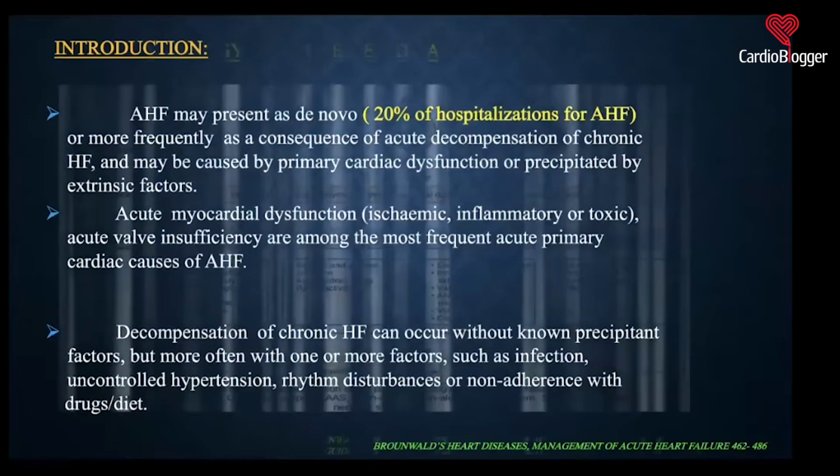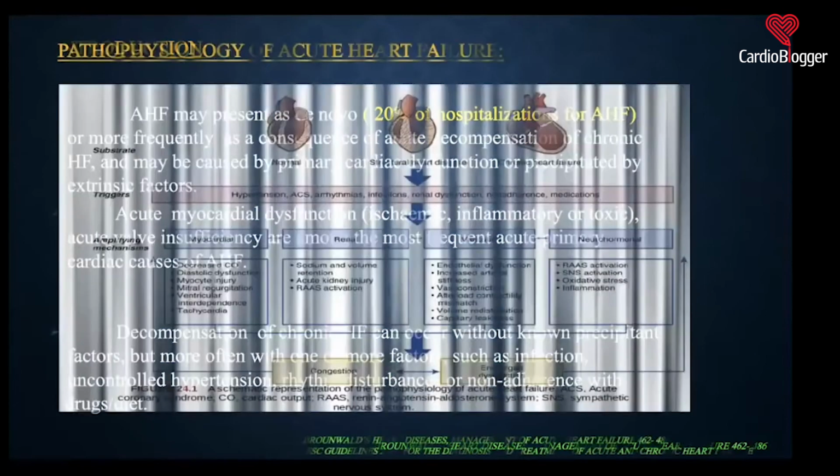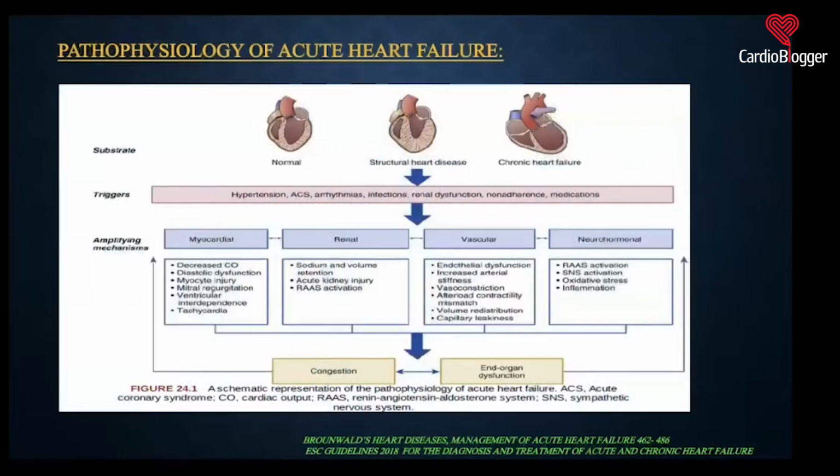Now, what is the underlying pathophysiology of acute heart failure? We can have three forms of abnormality. It can be a normal heart, or a heart with any trigger or insult. That is why, whenever a patient comes to you with acute heart failure, there are almost 10 to 15 precipitating factors which you should always ask about in the history.